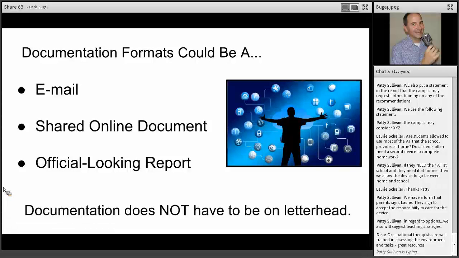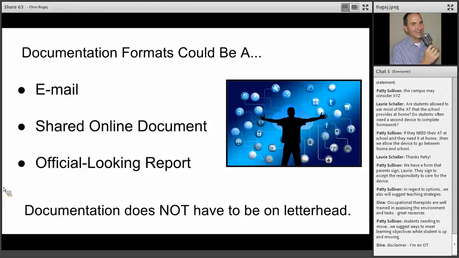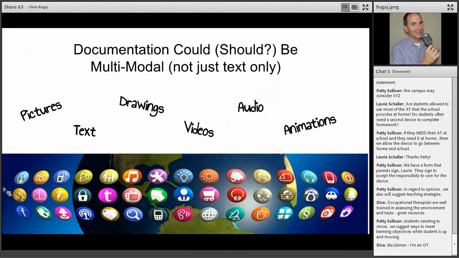Documents, we should probably get away from the idea that when you're documenting something, it has to be in a report format. If you're having some sort of informal discussion, you could document that in an email saying, hey, here are some options that you could bring back to the IEP team next time you meet, or you could forward on to the parent, or if you're meeting with the parent, forward on to the teacher, right? It doesn't always have to be some official looking report with letterhead on top. It could be something more informal, like an email, or maybe even a shared Google Doc or Word document, right? Obviously in a secure environment, right?